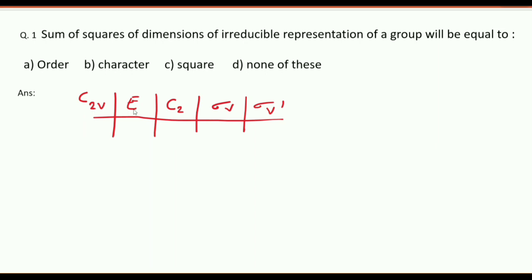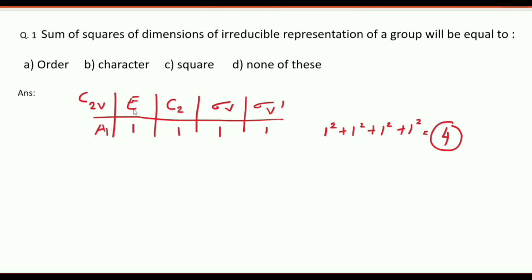And for the first, let's say A1, the irreducible representation characters are 1, 1, 1 and 1. So this is the A1 irreducible representation of the C2V point group and the dimensions are 1, 1, 1 and 1. So the question is the sum of squares of dimensions of irreducible representation. So 1 square plus 1 square plus 1 square plus 1 square is equal to 1 plus 1 plus 1 plus 1, so we will get 4. So it is either order, character, square or none of these.